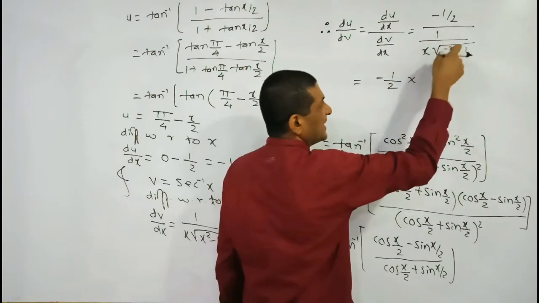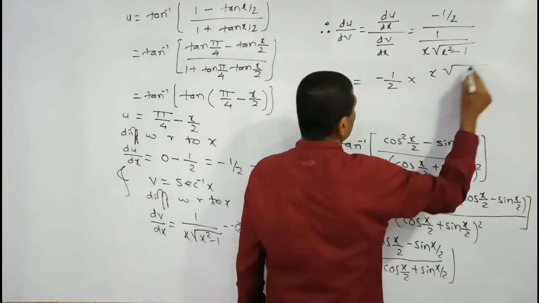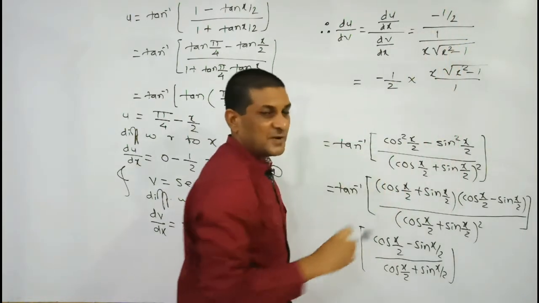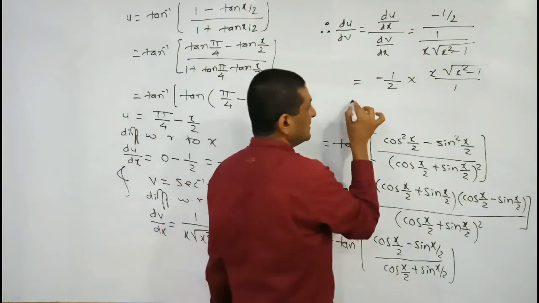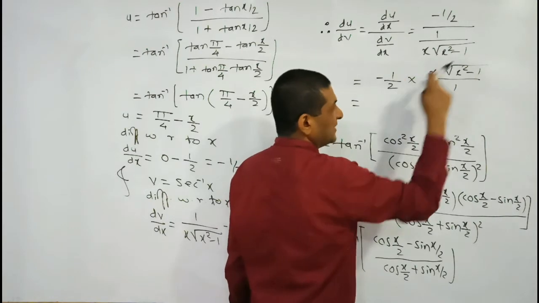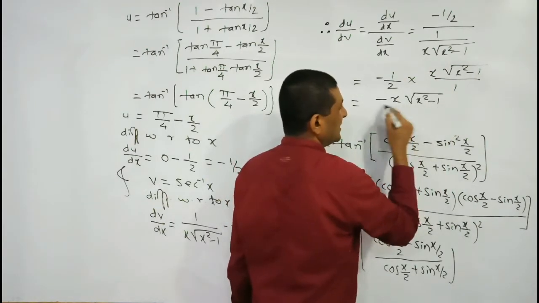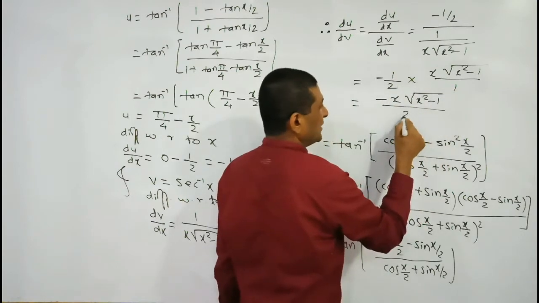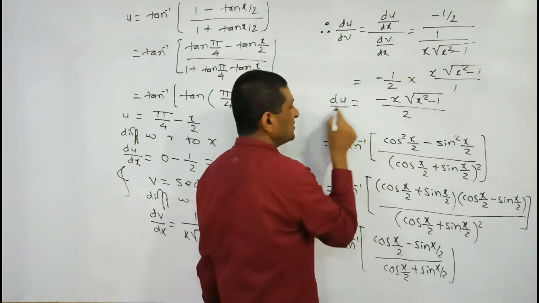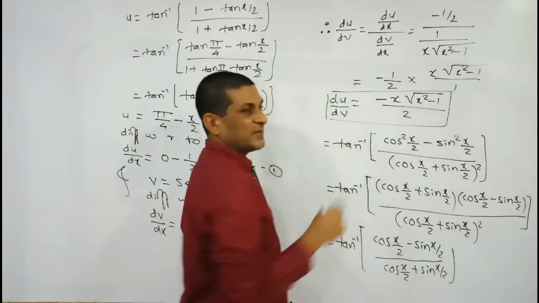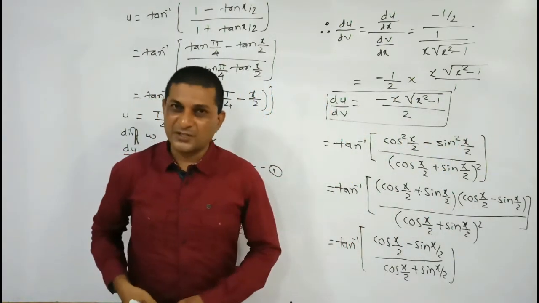This term, divided, if multiplied, will be x under root x square minus 1 divided by 1. We have to take its reciprocal if we are multiplying. So here in the numerator, minus 1 into this term means minus x under root x square minus 1, and in the denominator 2 into 1 will be equal to 2, which is nothing but the value of du upon dv. So in this way we have got our required differentiation.